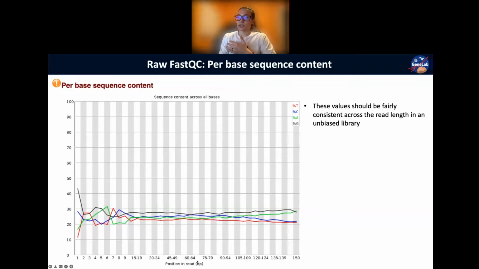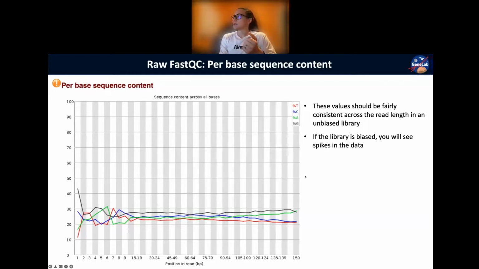So this is position in the read again on the x-axis, and this is the percentage of the total reads being A, T, C, or G, right? If it's a very diverse library, we should see all of these hovering right around 25% each across the positions. If the library is biased, you would see a spike in these data. So if the library wasn't diverse, maybe in a position here we'd have a high number of A's or something like that.